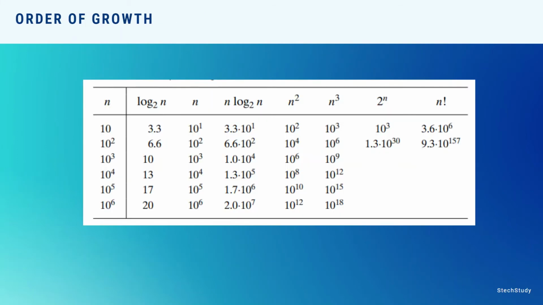What is the importance of order of growth? It's important because for large values of n, it is the function's order of growth that counts. Just look at the table which contains values of a few functions particularly important for analysis of an algorithm. The function growing slowest among these is the logarithmic function. On the other end of the spectrum are the exponential function 2 to the power n and the factorial function n factorial.